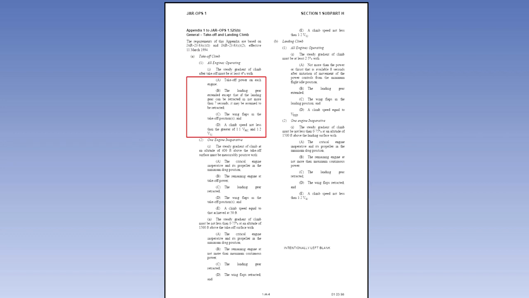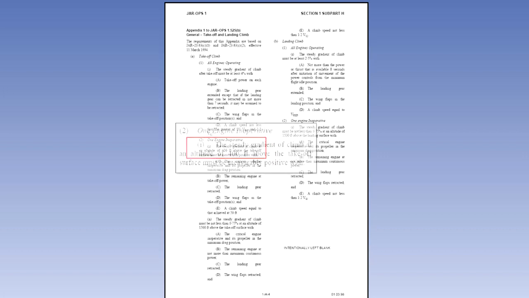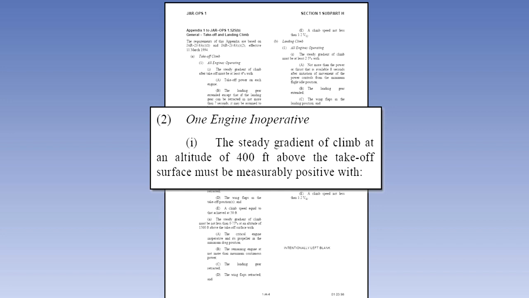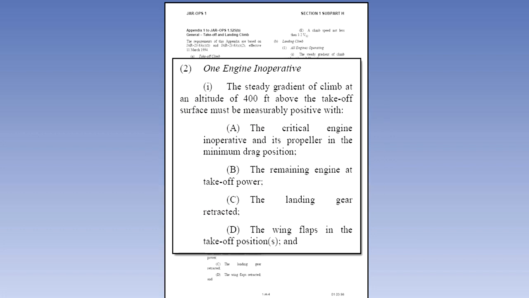The following special conditions have to be taken into account when demonstrating this gradient during certification. With one engine inoperative, the steady gradient of climb from an altitude of 400 feet above the takeoff surface must be measurably positive, with these assumed conditions.